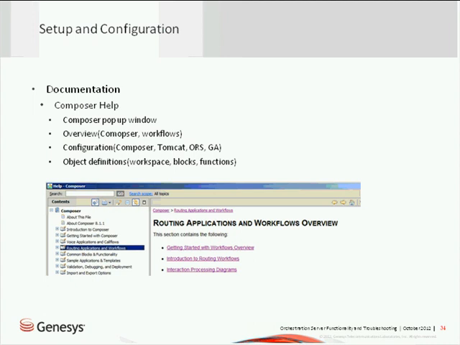Composer has a help file. It's actually pretty useful, so it's just a pop-up window. There's going to be lots of stuff in it: overview information, configuration information, a lot of stuff for Composer and Tomcat. There's a little bit about ORS and GA in there, but it's mostly Composer and Tomcat stuff, as well as object definitions.